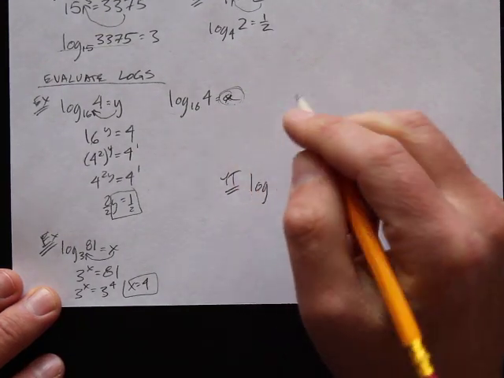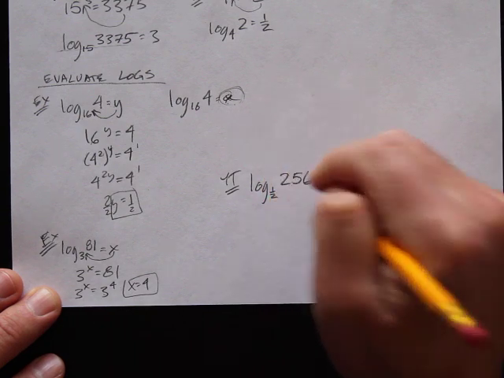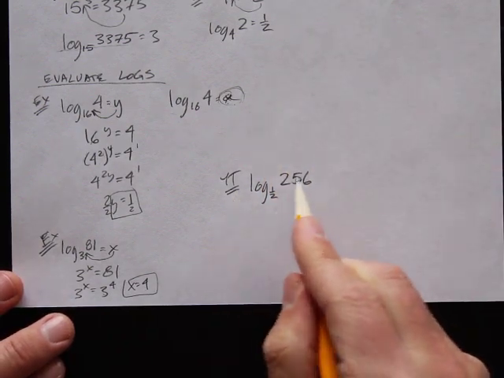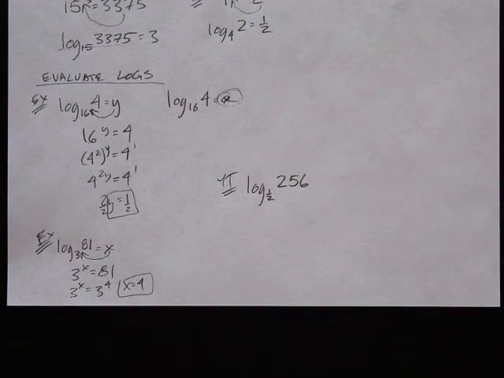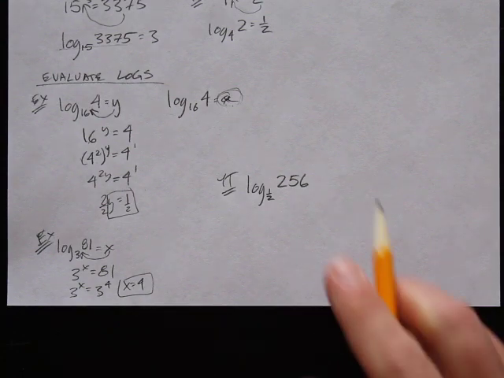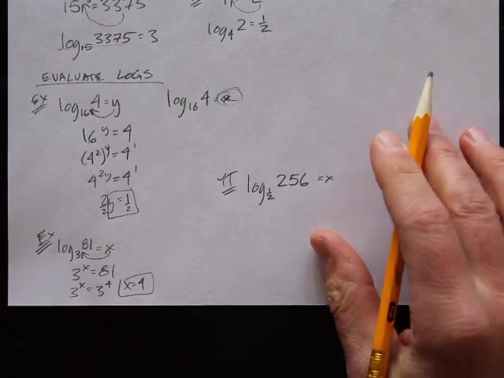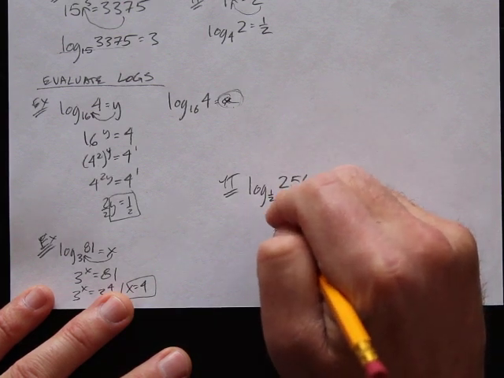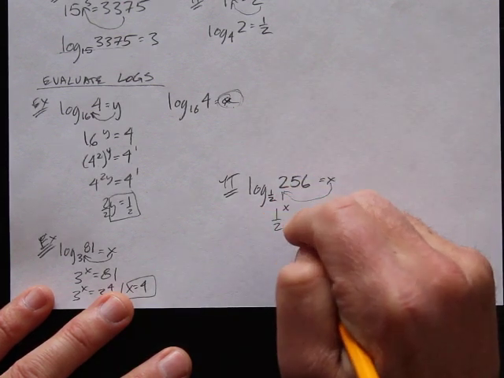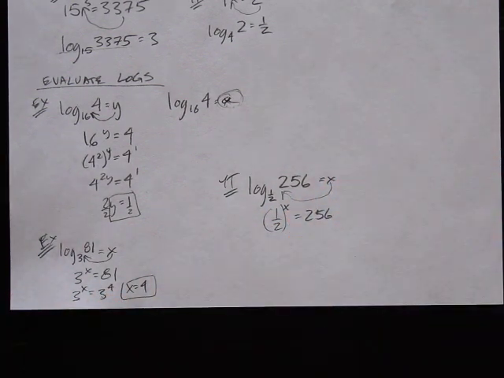Log base 1/2 of 256. All right, so evaluate this log. Hint: say equals x and solve for x. Okay, go. All right, see how you did here? So I'm going to say equals x because that's how I have to do it in order to evaluate this thing. Jam x up in there, I got (1/2)^x equals 256. Ooh, that's gross.